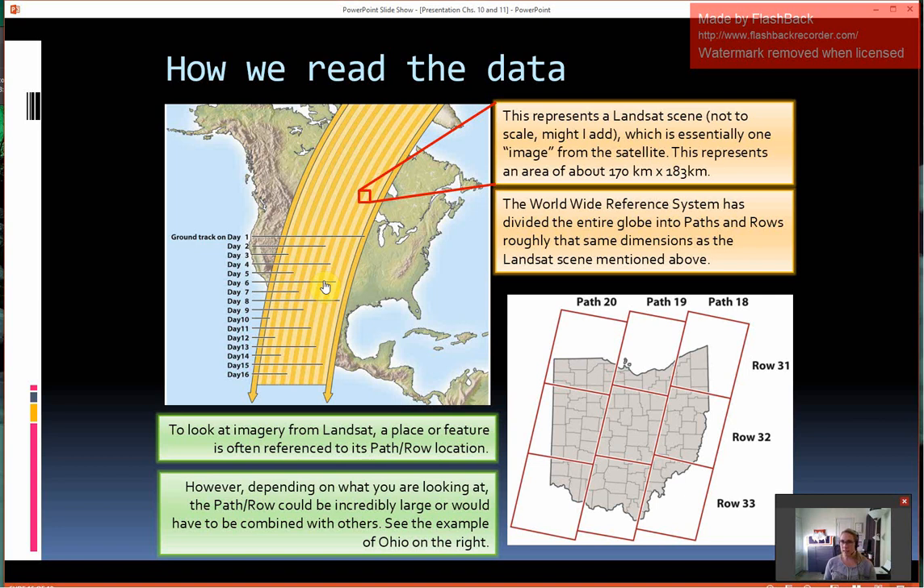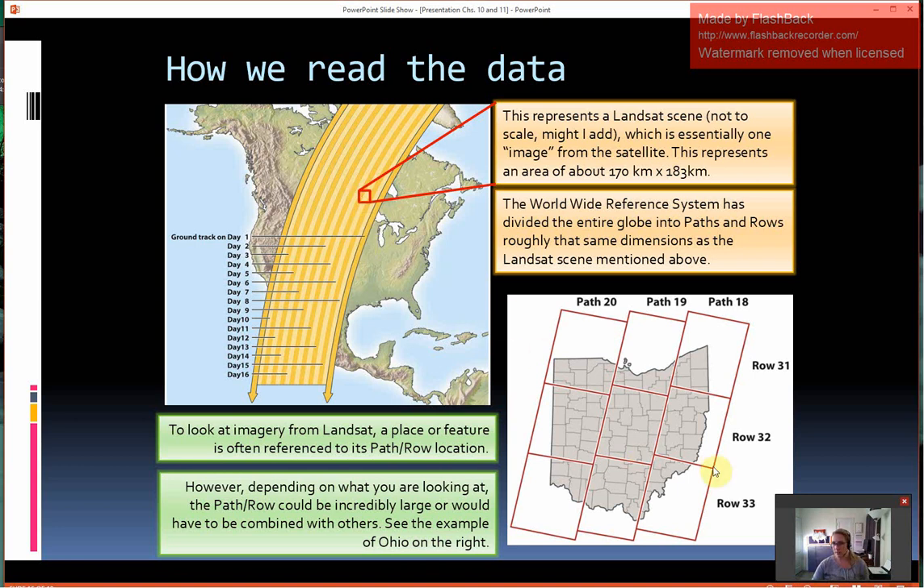So how do we read the data? Again, let's look back at this swath width here, which is not to scale, I might add. You can see how it's showing you how each sweep kind of is covering North America. Day 1, day 2, day 3, day 4, day 5. So it gives you some idea of it's just literally scanning the Earth, one section at a time. What's important to know about this is what this is called. This is called path and row, and this is a reference system that is often used with Landsat in order to identify what image you're actually looking for.